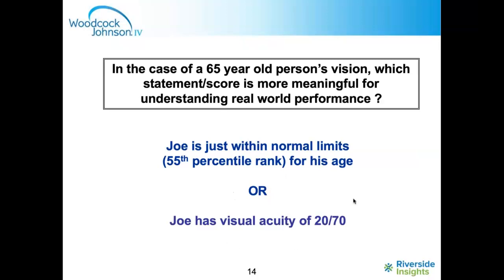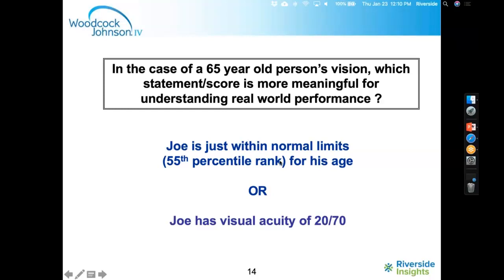So in this example, in the case of a 65-year-old person, which statement is more meaningful for understanding their performance? Joe is within the normal limits for his age, 55th percentile, or Joe has a visual acuity of 20 over 70.